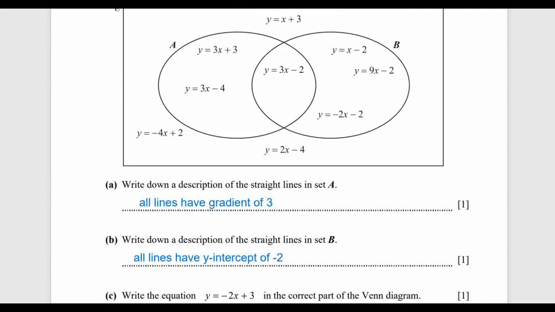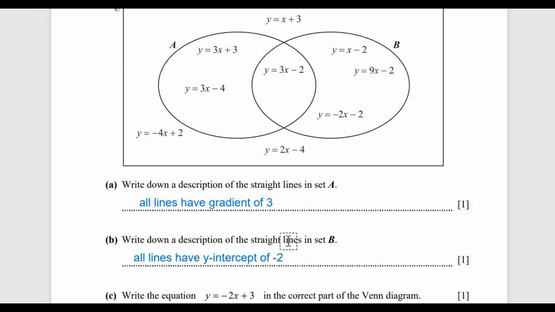Next, question C. Write the equation y equals -2x plus 3 in the correct part of the Venn diagram. Is it in A circle, B circle, in the intersection, or outside? 10 seconds from now. 10, 9, 8, 7, 6, 5, 4, 3, 2, 1, 0.